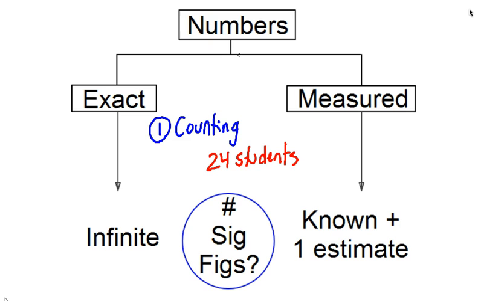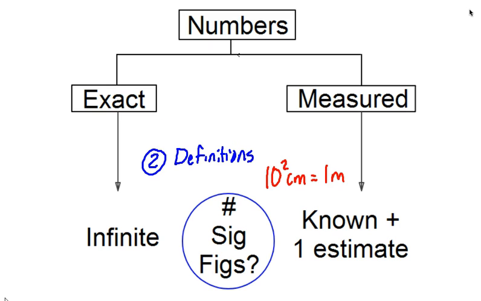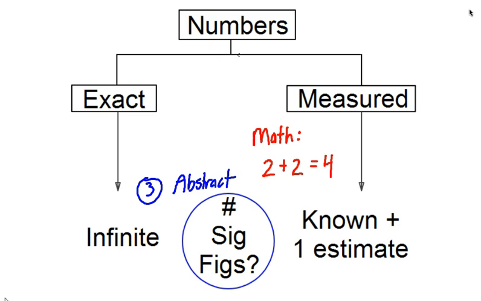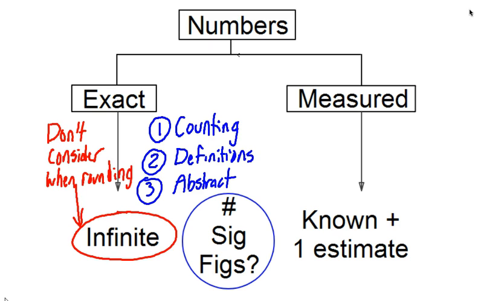There is exactly 24. That's why we say that there are an infinite number of significant digits in a counting number. Another way to write that would be 24.00000000 going on forever. Again, because there is no estimate with a counting number. Another type of exact number would be definitions. There are exactly 100 centimeters in 1 meter because we said so. And abstract numbers, like the ones we use in math class. 2 plus 2 is equal to exactly 4. Because exact numbers have an infinite number of significant digits, we don't factor them in when rounding.